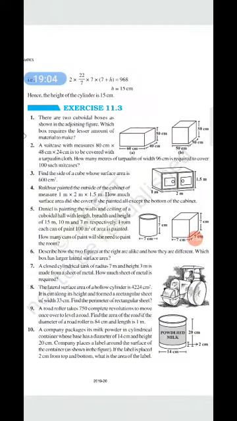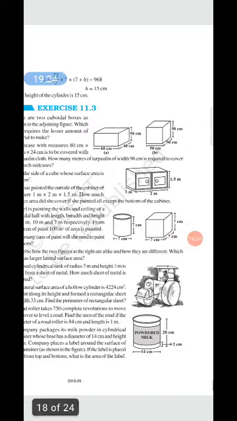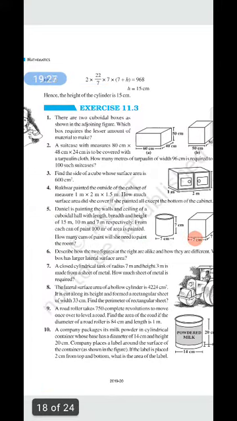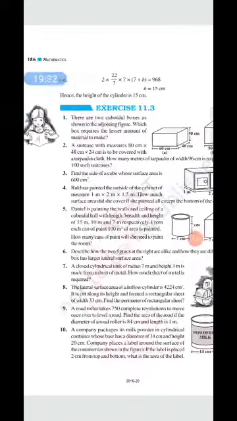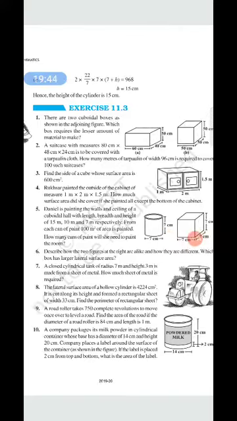Question number 5, and have a look at question number 6. Describe how the two figures at the right are alike and how they are different. Which box has the larger lateral area? So question number 5 and question number 6 are your homework. Is this very clear, guys? They are similar. Use the formula for the cylinder. You know it very well. We have already discussed it in the example previously. So you will do it at home.